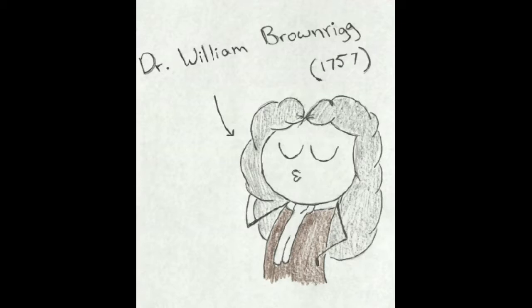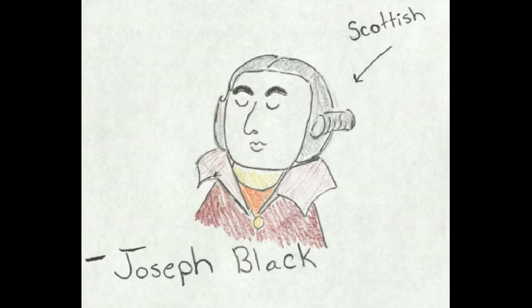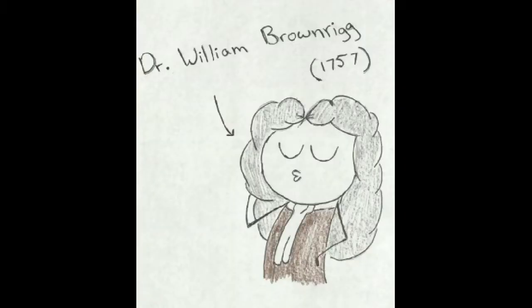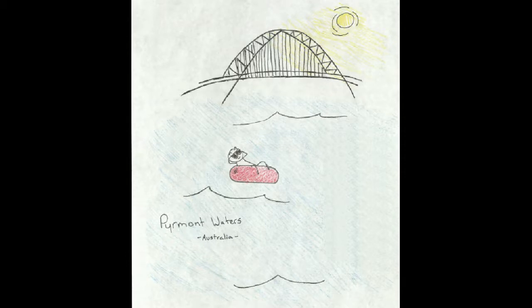Now, let's talk about the history of carbonic acid and kind of understand the background of things. In 1757, Dr. Brownrigg discovered this chemical compound. However, the gas form was found by Joseph Black, a Scottish chemist and physician. But for the purpose of this project, I want to somewhat focus on Dr. Brownrigg because he was technically the first to know of its existence in the first place. It was found in the Pyrmont waters in Australia, whereas the name carbonic acid was given to the molecule in 1787, roughly 30 years later.